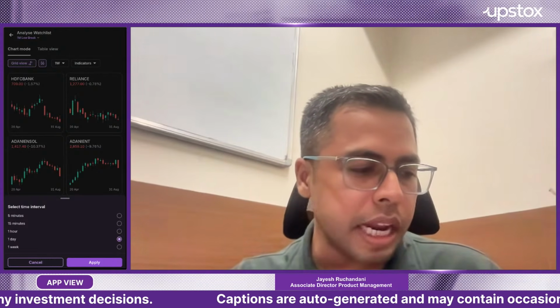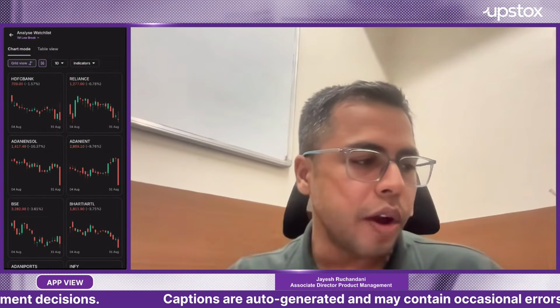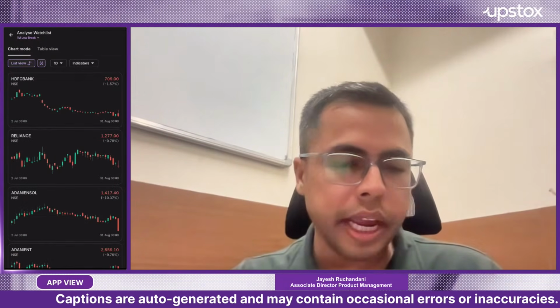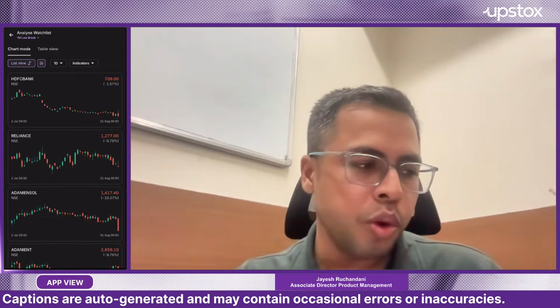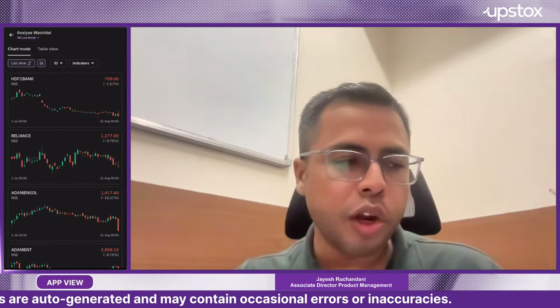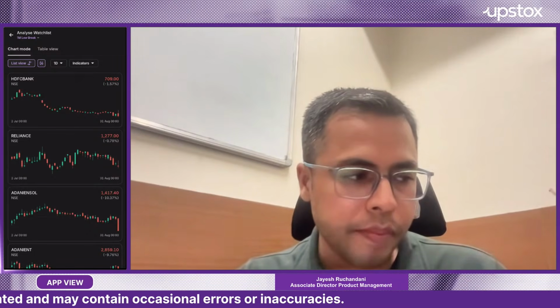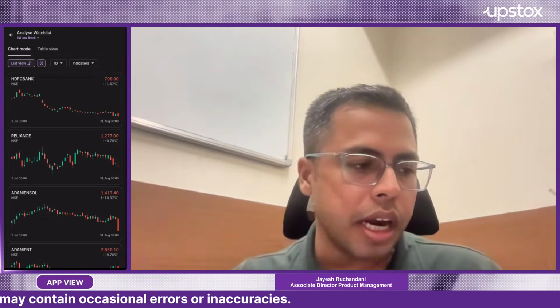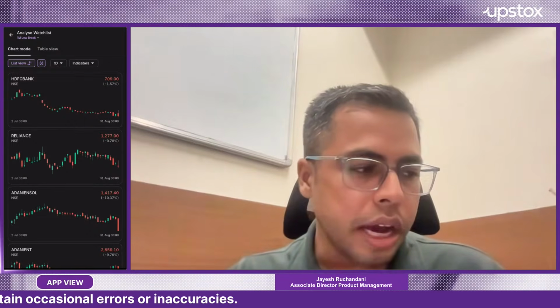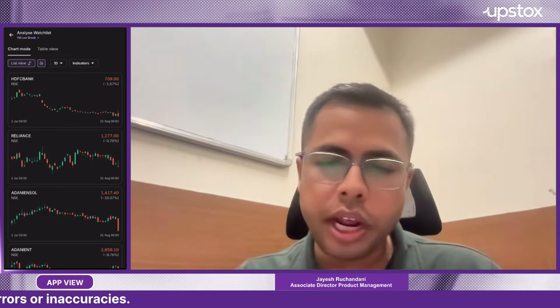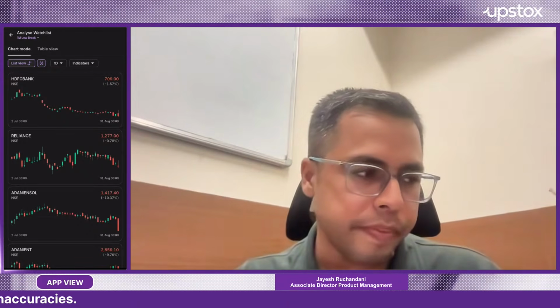Let me select 1 day interval. Now, if I've selected 1 day interval, we are showing the candles of up to the last 2 months, so roughly 40 candles. If I select the HDFC Bank chart that is at the top, at the bottom you can see the candles are available from 2nd July to 31st of August.